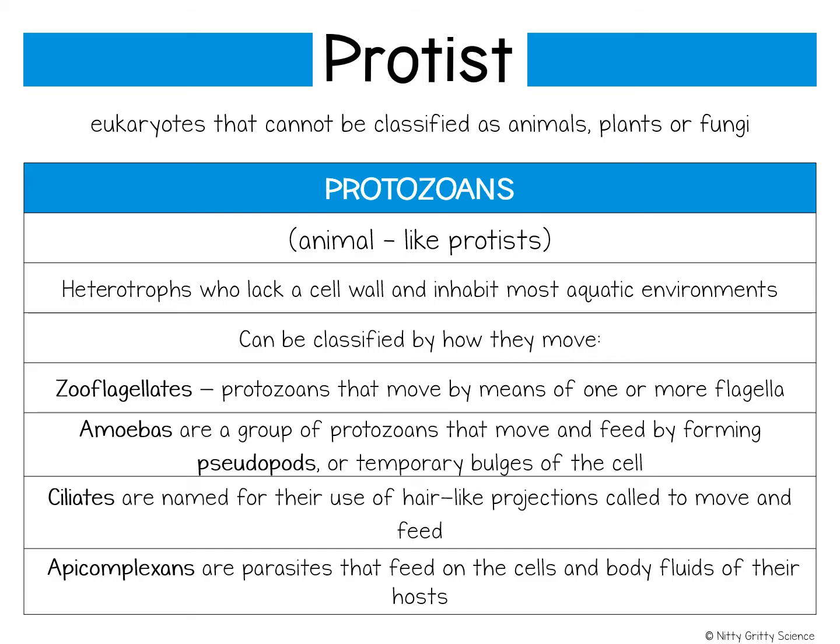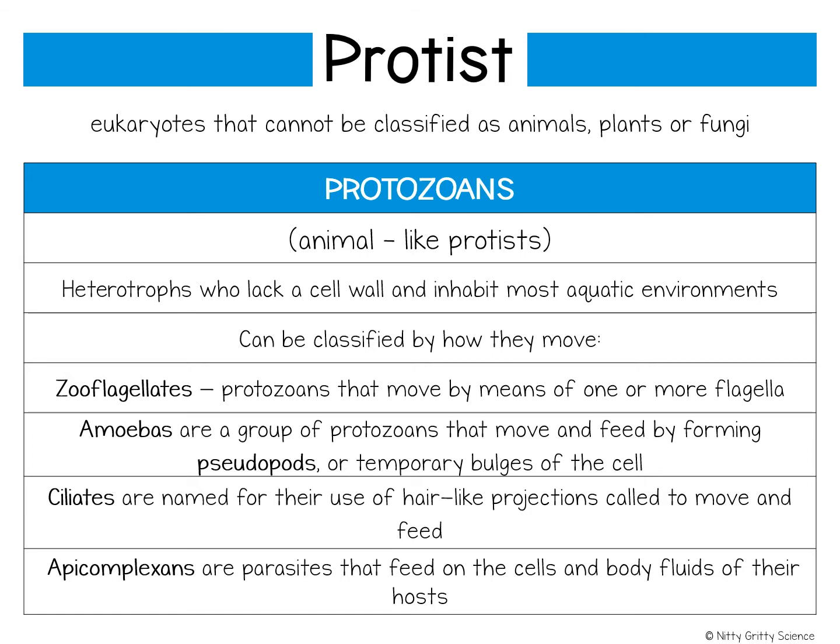Now, another group of protozoans that move and feed by forming pseudopods include amoebas. Amoebas can take almost any shape as they creep over surfaces, and they use their pseudopodia, which is kind of like this bulging area of them, to surround prey and engulf their prey.